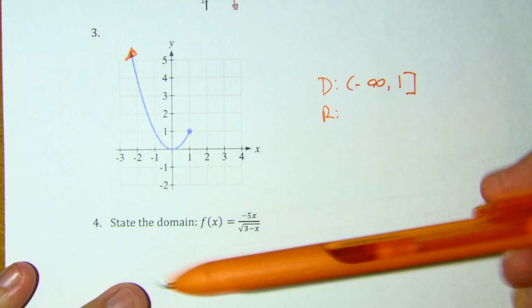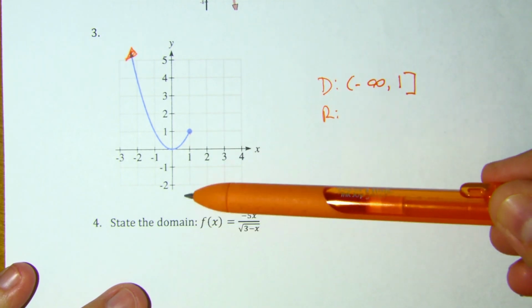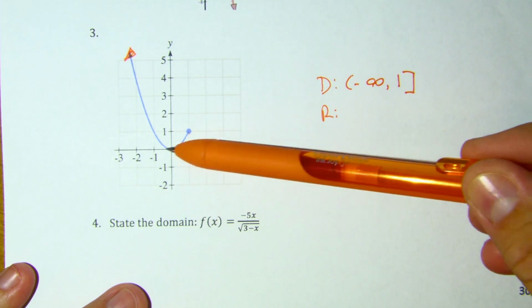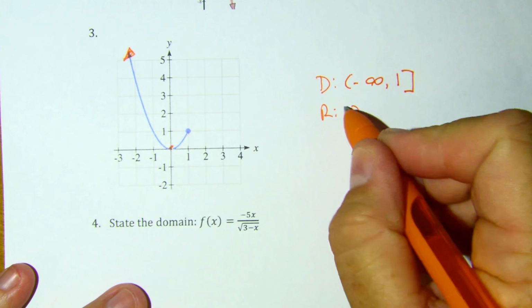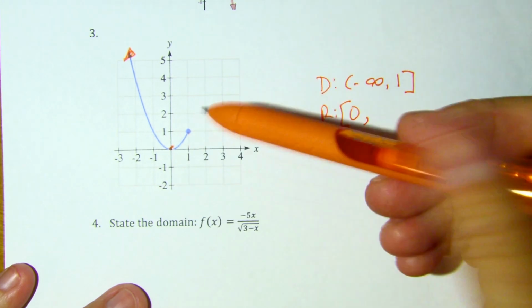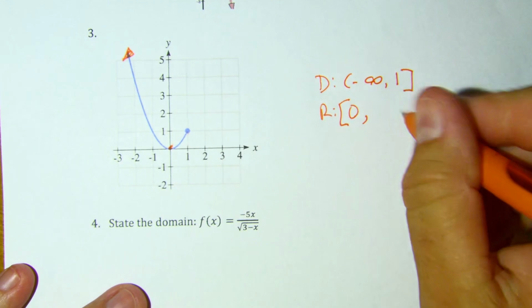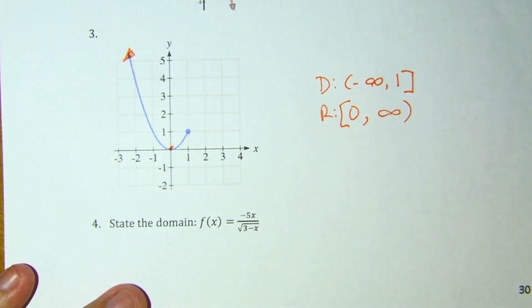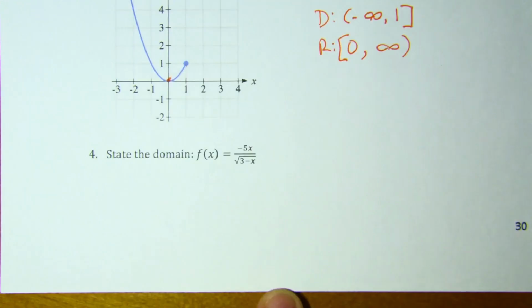My range, if you're thinking least to greatest, there's no y values, no y values, no y values, and then we have a y value at 0. And it does in fact equal 0 here. So we'll have a bracket, and then my range keeps going up and up forever and ever, all the way to infinity. So that would be my domain and range for that graph.